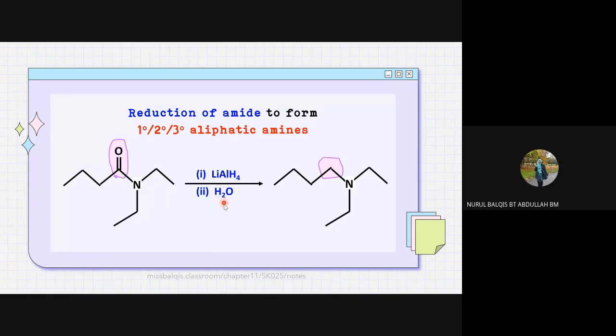Yeah, sodium borohydride tak boleh guna. Hydrogen gas tak boleh guna. Only lithium aluminium hydride but H2O. Bukan H3O+. Bukan H+. Only H2O.